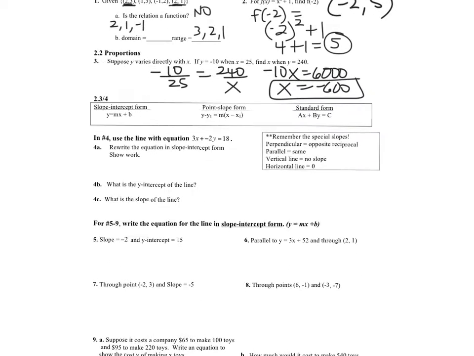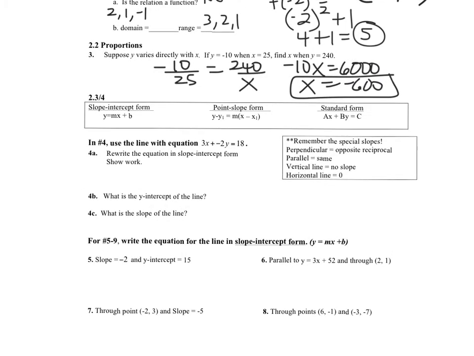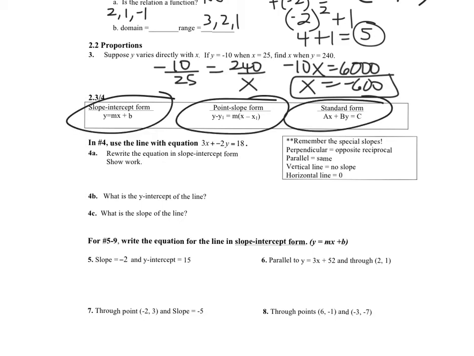All right, so for number 4, we have this equation in standard form. So those are all the forms you need to remember. And then here's some important information about slope. So make sure you memorize that too. Rewrite the equation in slope-intercept form, show work.